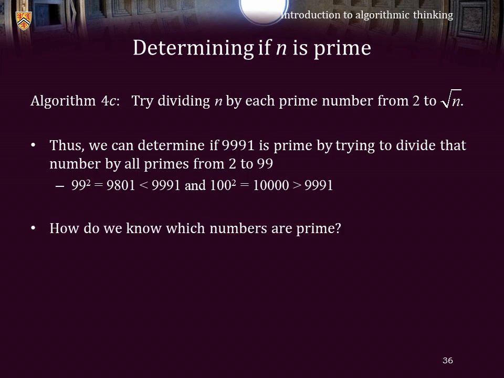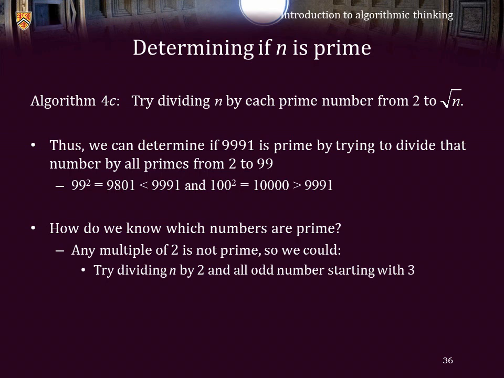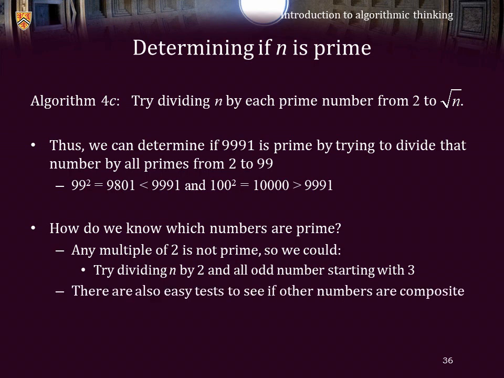How do we know which numbers are prime? Well, you've memorized at least a few primes. You can probably guess if some other numbers are prime. But, well, we could try the following. We know that any multiple of 2 is not prime, so we could try dividing n by 2 and then by dividing n by all odd numbers starting with 3. There are also other tests to see if other numbers are composite.